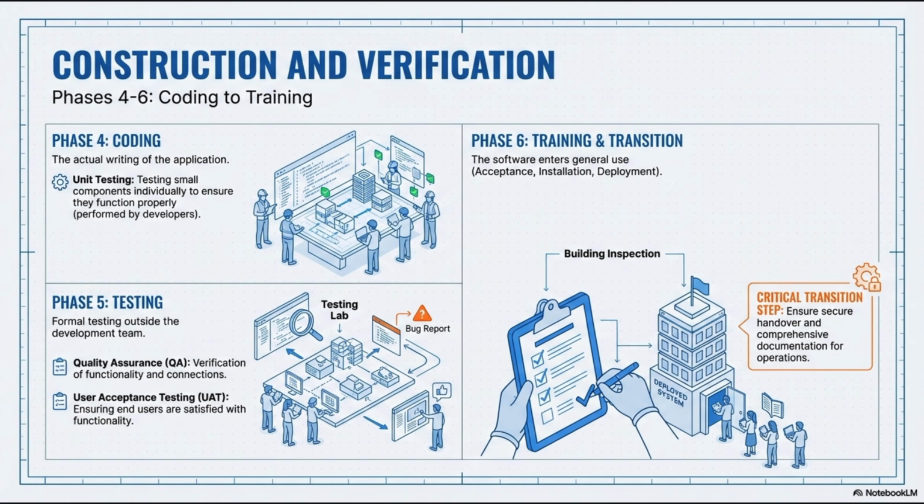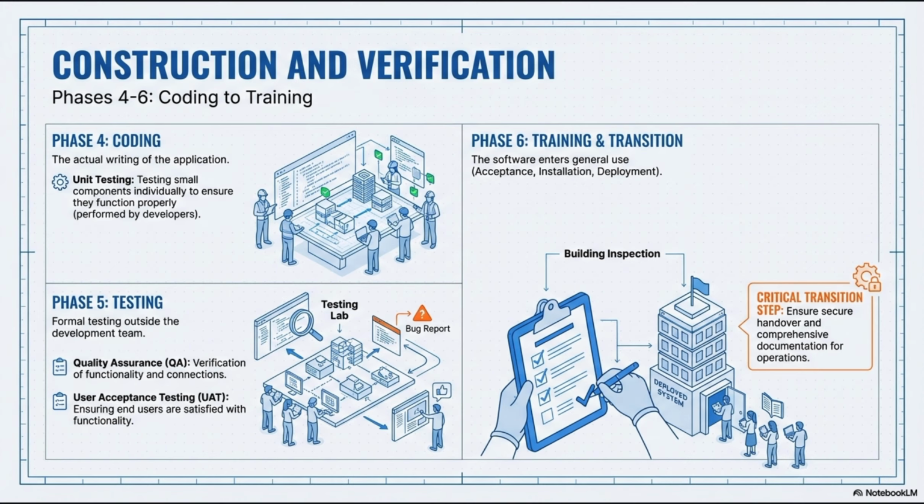Then we have construction and verification. So phase 4 coding is where you actually write the application, and you're going to want to be writing unit tests during this, which is where you test small components individually to ensure they function properly. And this is usually performed by the developers. Whereas with QA, they would do formal testing outside of the development team. So they would verify the functionality and the connections function as desired.